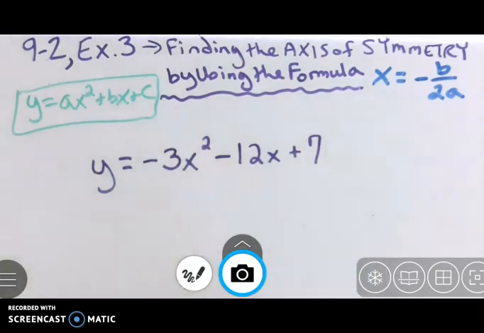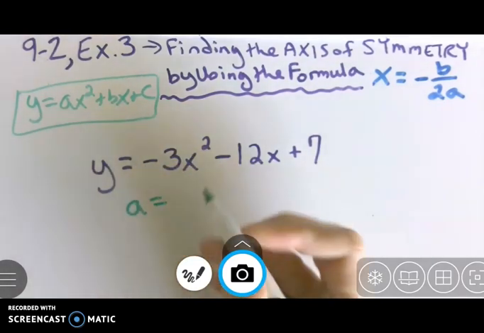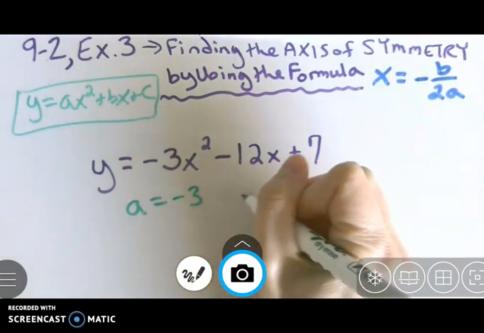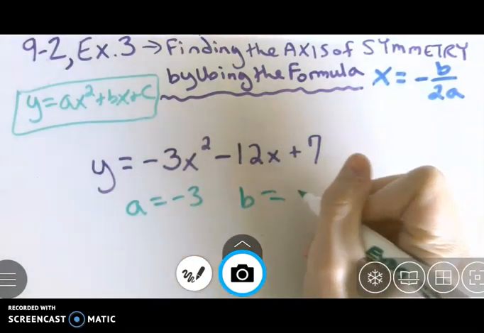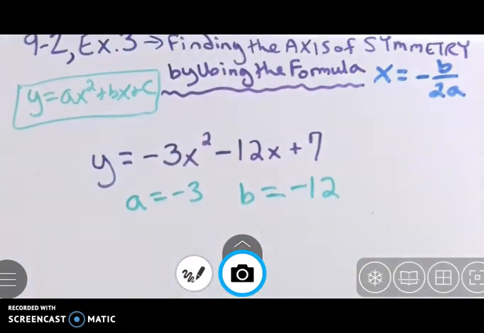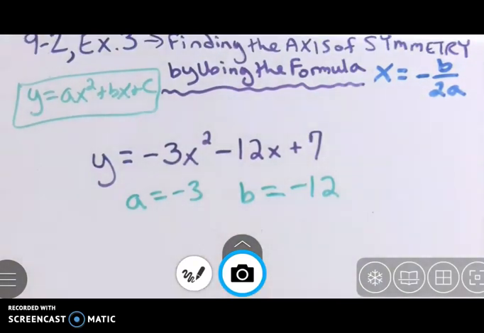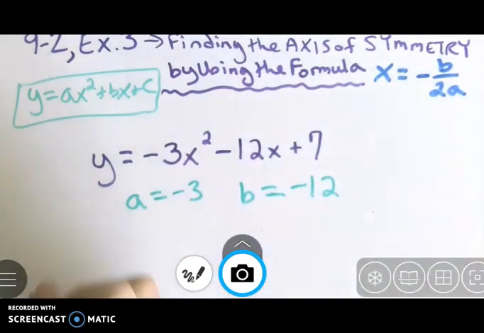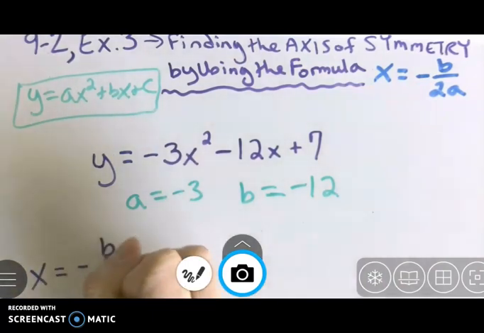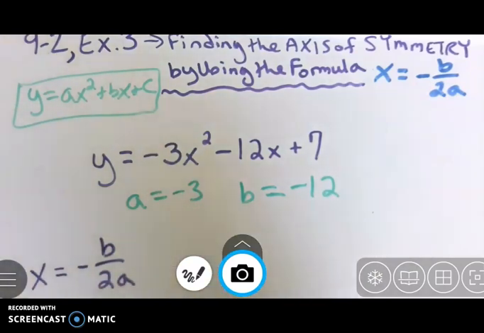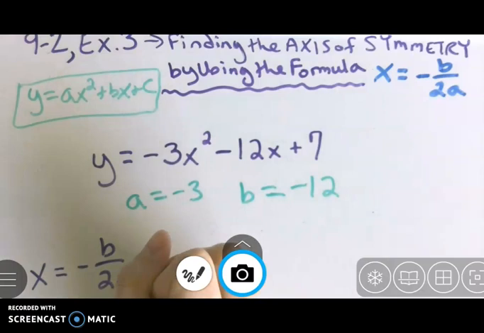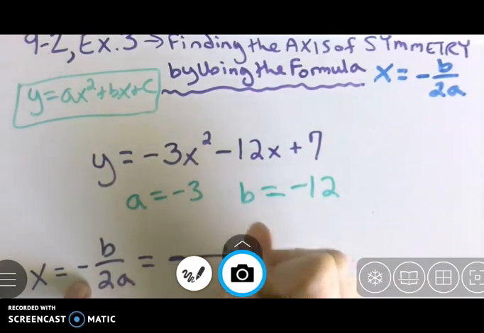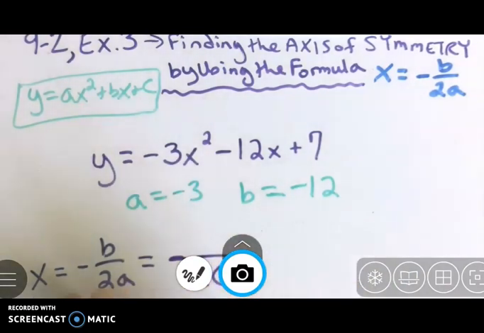Then I want to identify a and b. So a here equals negative 3, and b equals negative 12. Now I have 2 negatives. So when I substitute into my formula, I must keep track of my negative signs. So watch. My axis of symmetry is x equals negative b over 2a. Always take the time, you guys, to write out your formula first, because it helps. So now I'm going to write my negative, and then I'm going to substitute here.